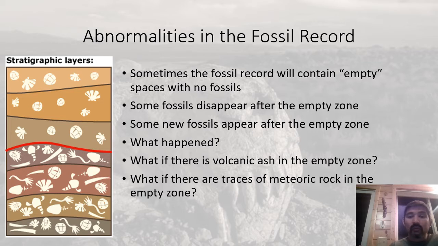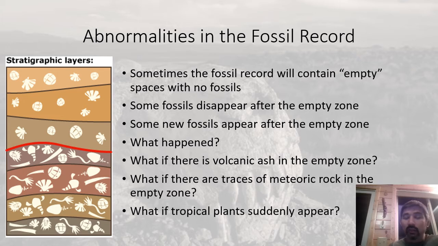Another example would be finding traces of meteoric rock in the empty zone, and again we can assume, hey, a meteor crashed into Earth, it threw dust into the air, including its own dust, and that meteor crashing into Earth caused another mass extinction.